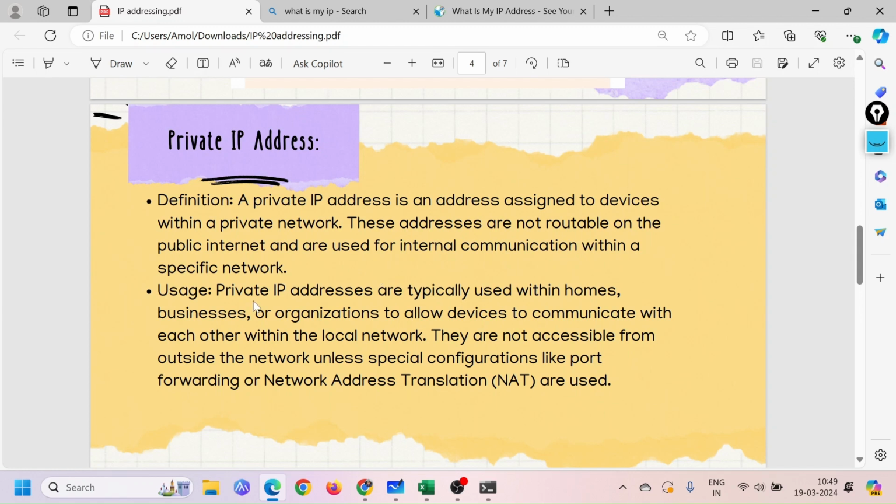Now, usage: private IPs are typically used within homes, businesses or organizations to allow devices to communicate with each other within a local network. They're not accessible from the outside network unless a special configuration is used, like NAT. So until we do something like natting, those are not accessible outside.